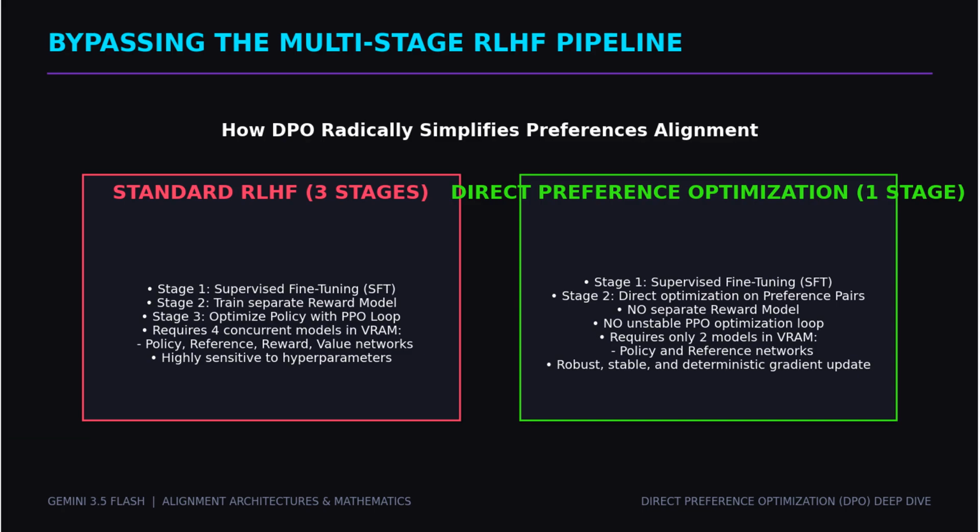It requires keeping 4 neural networks in GPU memory simultaneously: the policy, the reference model, the reward model, and the value network. Tuning hyperparameters is a dark art, and training is highly sensitive to policy collapse. Is there a way to bypass this complexity and optimize preferences directly?